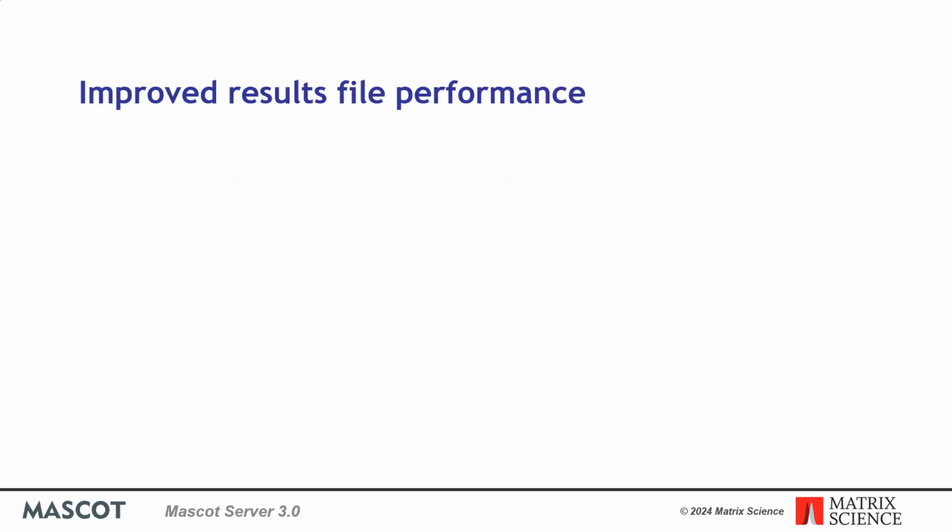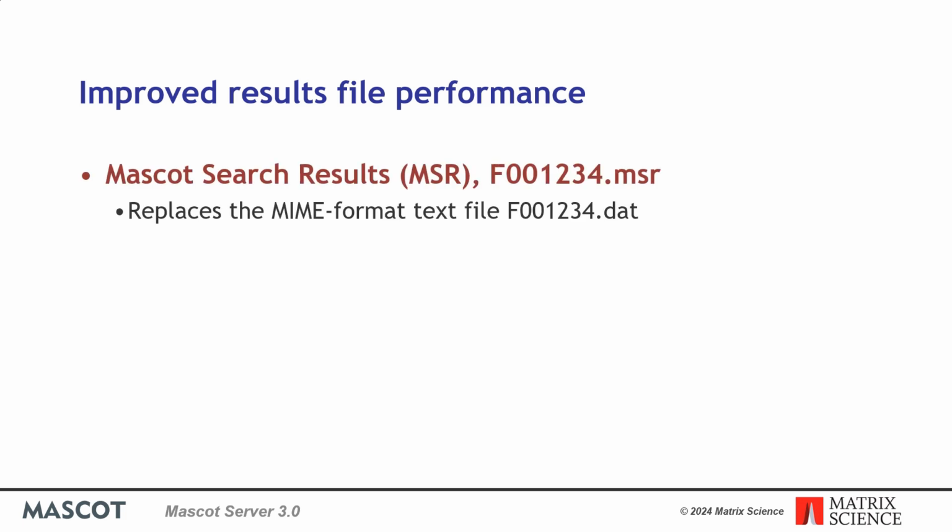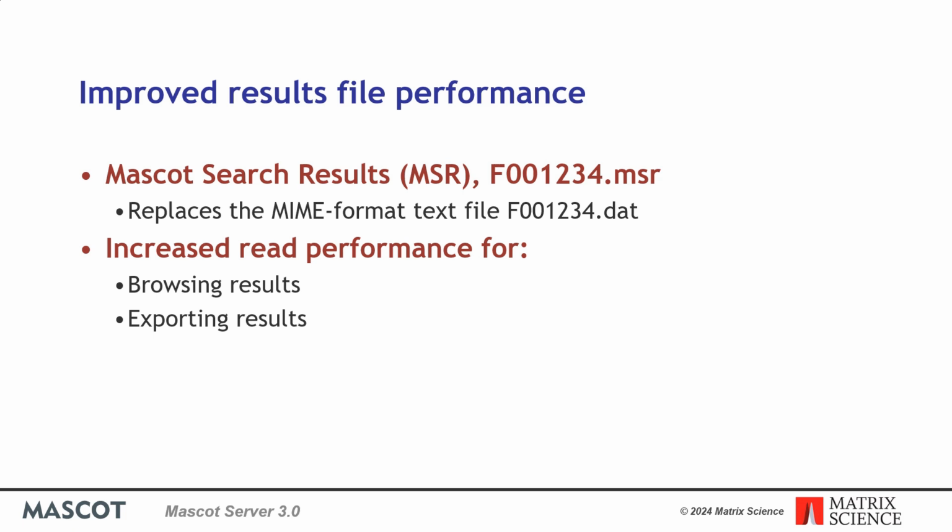And finally, Mascot Server 3.0 introduces a new file format, Mascot Search Results, or MSR. This is a self-contained SQLite database with a formal schema. The new file extension is .msr, and it replaces the old text-based .dat format. The reason we have designed a new file format is to increase the performance of reading and parsing search results. The new format reduces delays when browsing search results, and it also makes exporting the results a bit faster. More performance improvements are planned in future versions of Mascot.